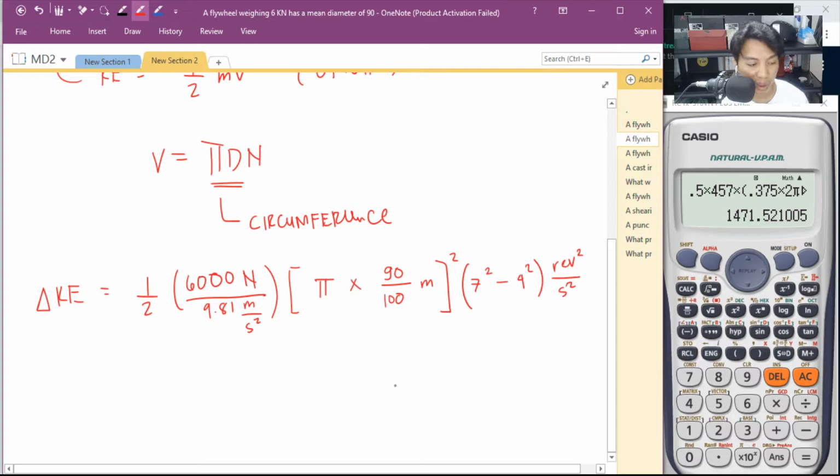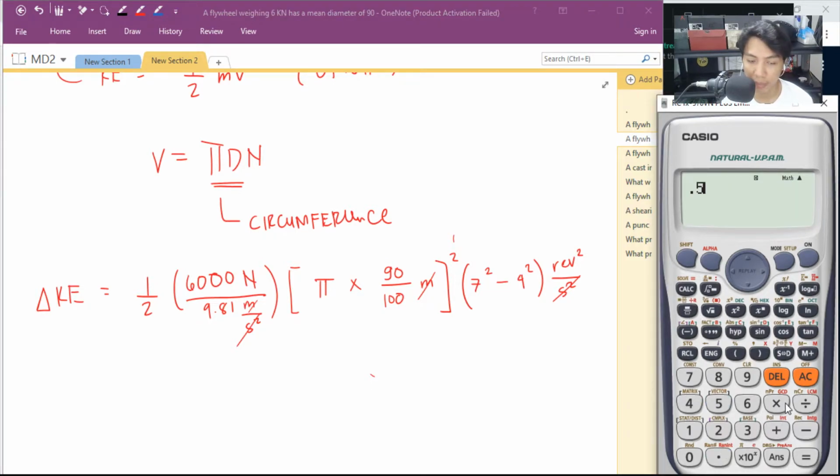Now, ano po matitirang unit dito? Check natin. Newton, meter na lang yan. Kasi, tignan nyo ha. Meter, meter, cancel to. Yung second squared dito. Dito, yung meter, isang meter dito, matitira isa. Newton meter po ang natira. So, multiply natin. 0.5 times 6,000 divide by 9.81. Pwede rin naman 9.8066, pero pag mas mabilis na calculation, pwede rin naman yung 9.81 na yan.